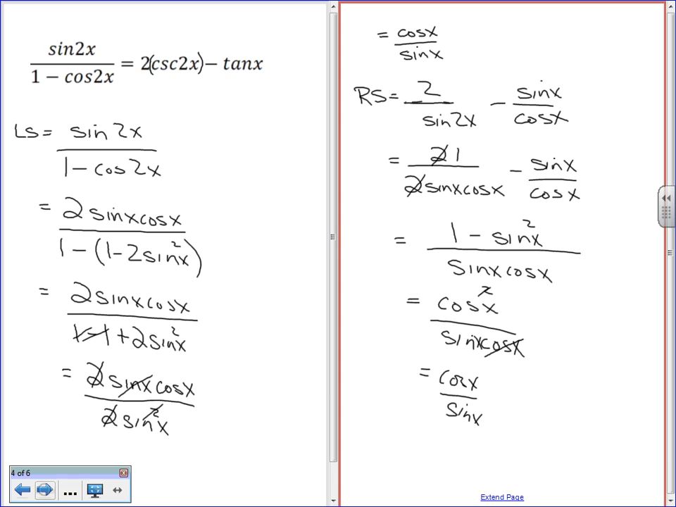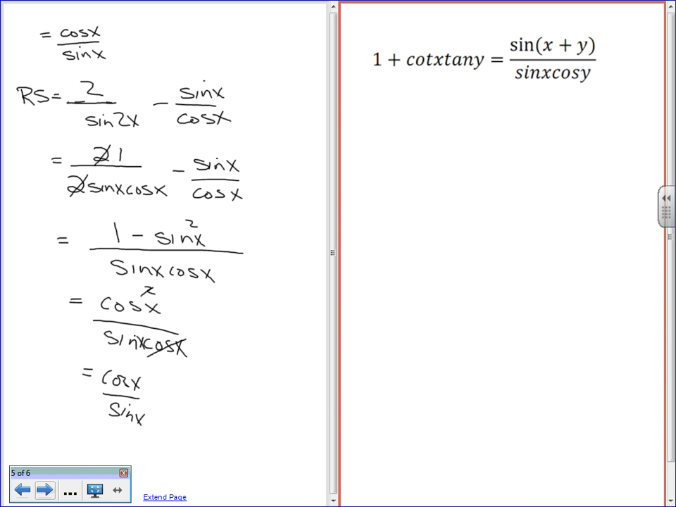Okay. So the next one I chose is because it has the addition formula for sine. Okay, so pick a side to start with.